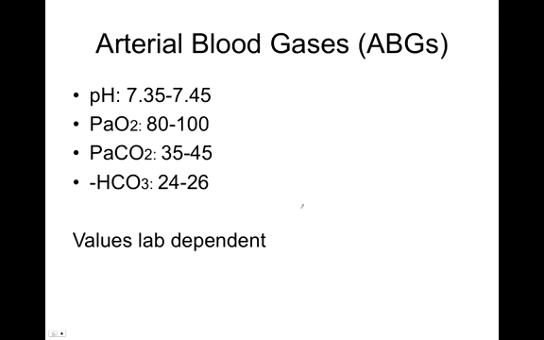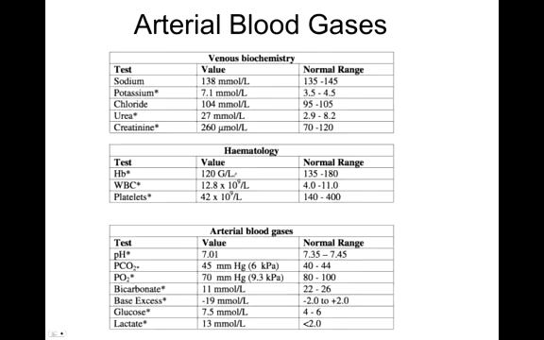Okay. Arterial blood gases. You'll receive this again when you do respiratory and pulmonary, but again, a preliminary review. The normal pH in the blood is 7.35 to 7.45. That's, again, lab dependent. The oxygen level is 80 to 100. The carbon dioxide level is 35 to 45. And the bicarbonate is 24 to 26.